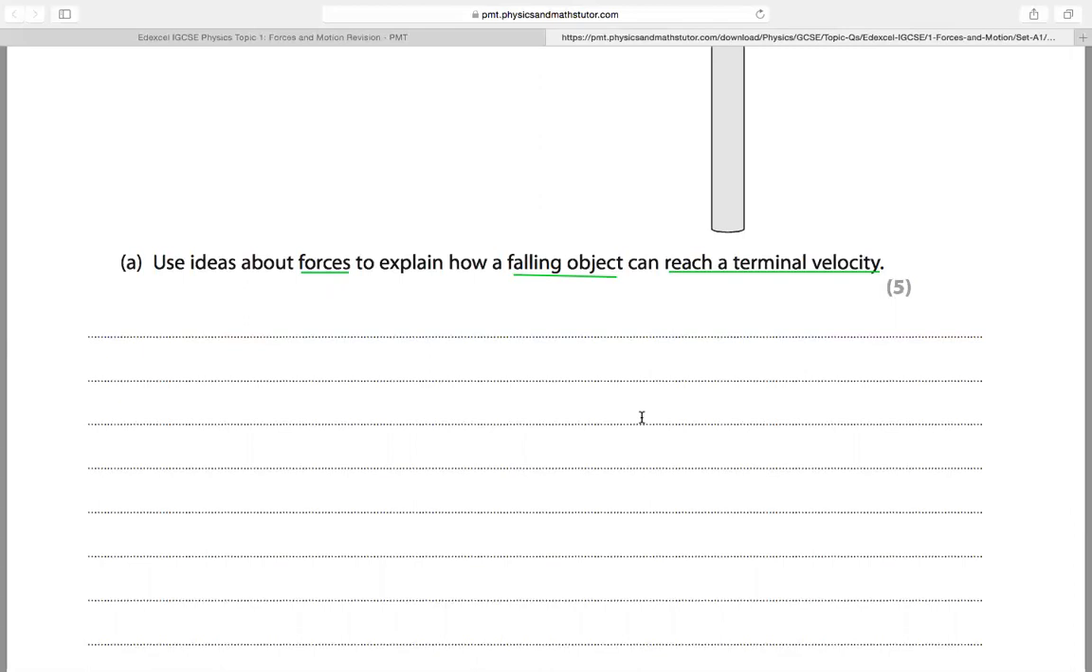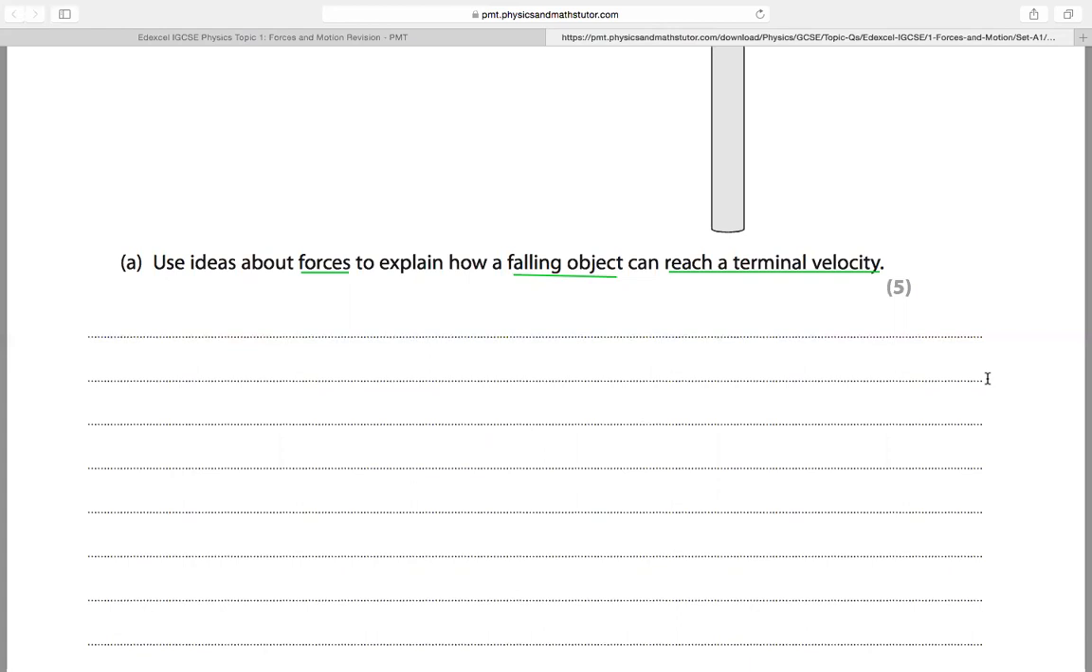Due to the gravity of the object. So we say gravity or we say weight, because the weight is due to the gravity anyway. So your first point is the falling object has a downward force due to gravity, or the object has weight due to gravity acting on the object. That's your first point. It says 5 points here, 5 marks. So number 1, the falling object has weight, or the falling object has a downward force due to gravity acting on the object.